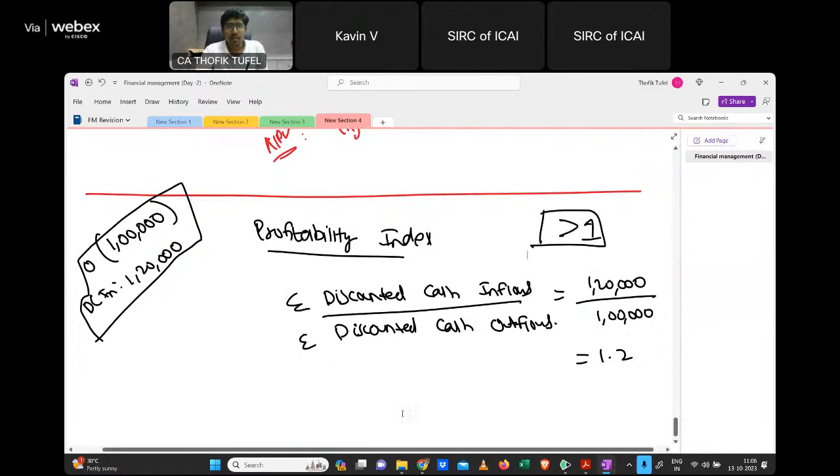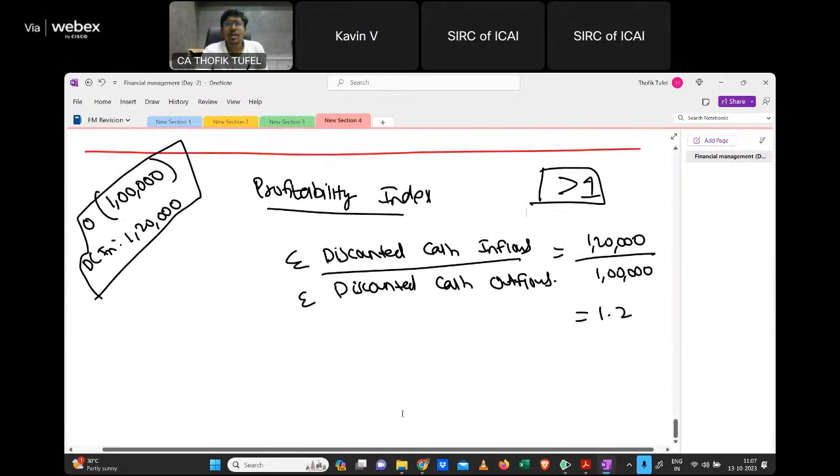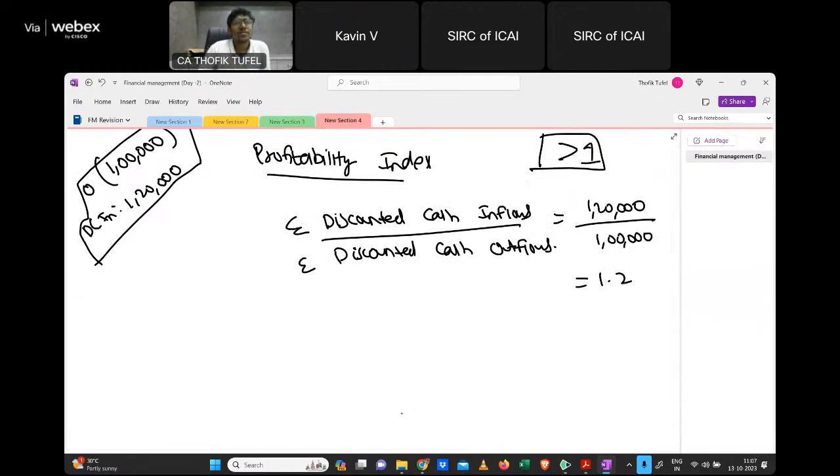Now, profitability index is discounted cash inflow divided by discounted cash outflow. And here, what is the decision rule? More is better. For the profitability index also, more is better. If project A's profitability index is 1.2 and project B's is 1.5, then B is better. Why? Because here the NPV will be more, since the profitability index is more.